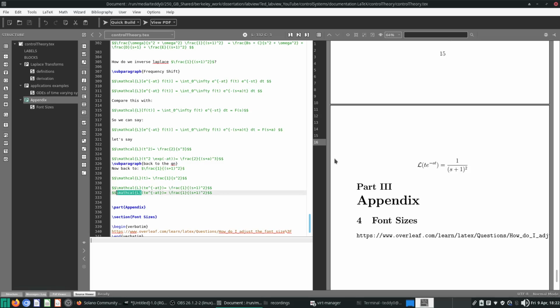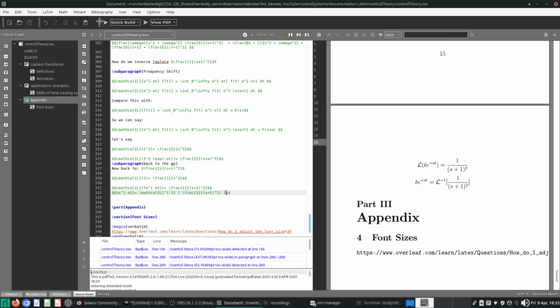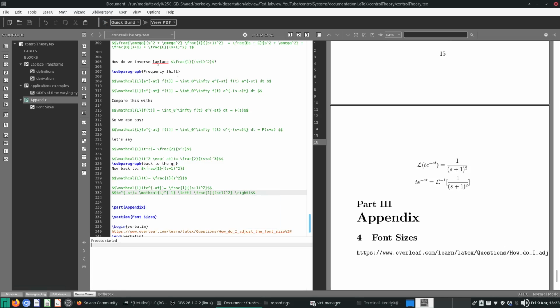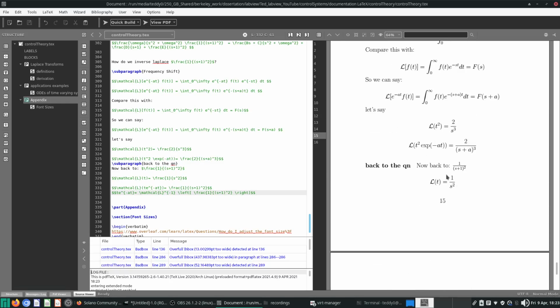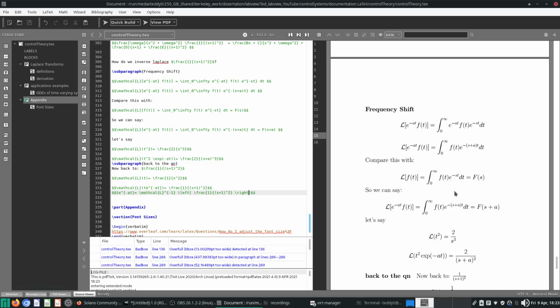Okay, so we inverse Laplace both sides, and then basically the Laplace inverse of this fraction, left and right. Okay, and that's better. So now we found our inverse Laplace transform using this thing called the frequency shift property.